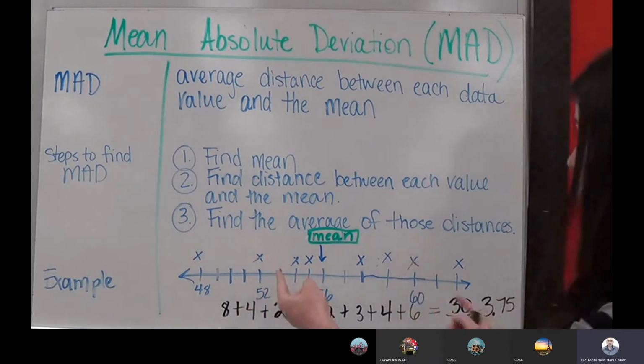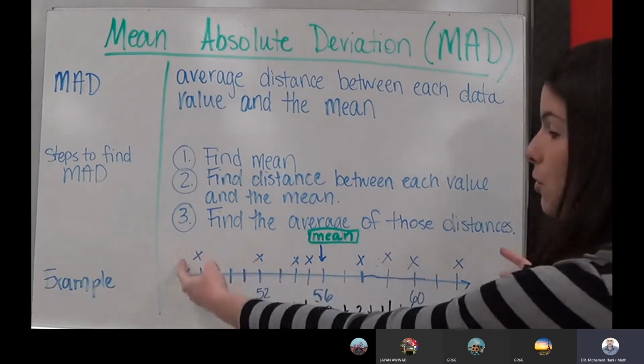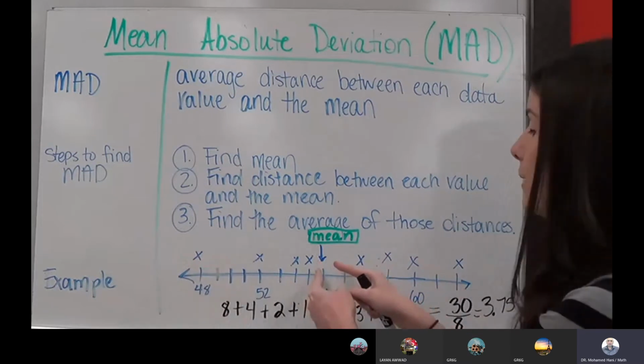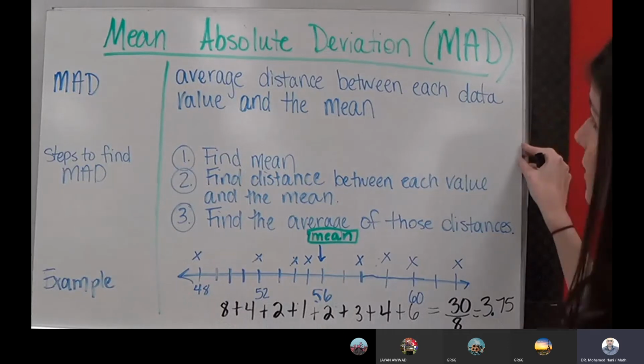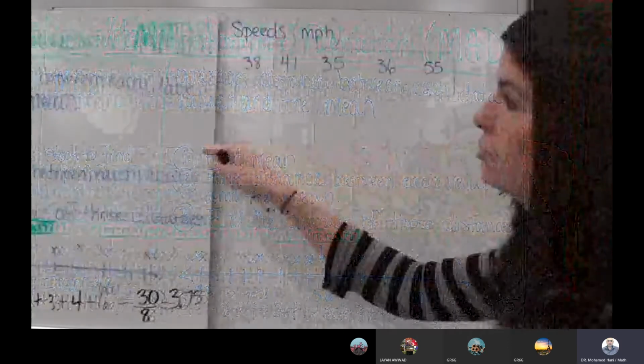So make sure that your value does not have something that would be way outside your lower and upper extreme or too close to your median or your mean. Okay? And that is how you find the MAD of a set of data. So let's do one more.